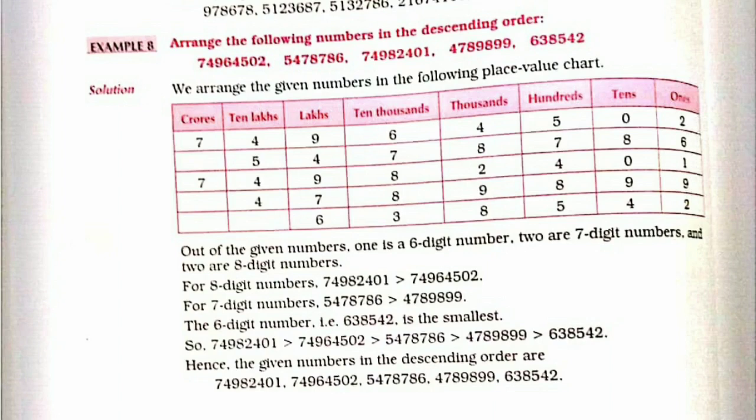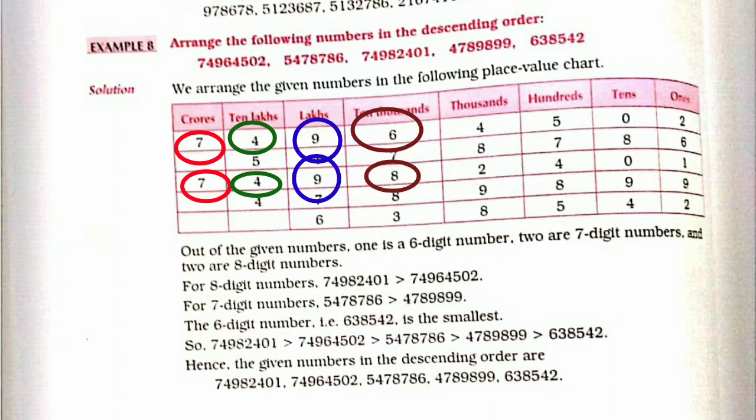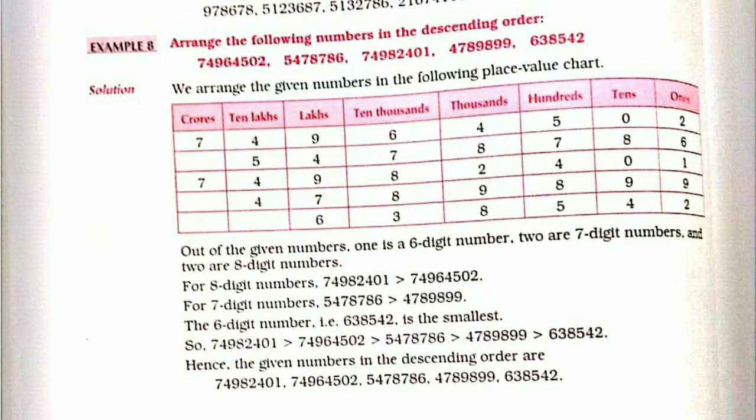Now see, in crore place 2 numbers are there which are having 7 digits, so we cannot compare. Now we will see 10 lakh place, it is also same, so we also cannot compare. Now we will see lakh place, it is also same, both are having 9, so we cannot compare here also. Now we will see 10,000 place, here it is 6 and here it is 8. Now which one is bigger? This number is bigger, so this will come first. Like this we will arrange all these numbers according to descending order, means bigger to smaller. Bigger number will come first, then small number will come.